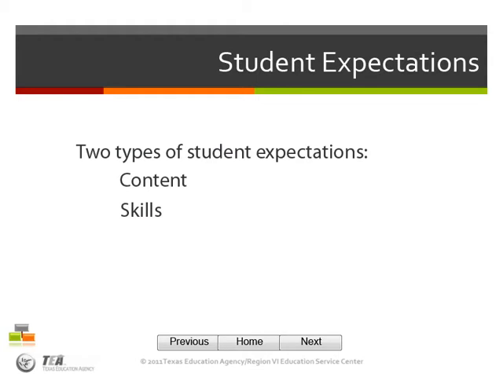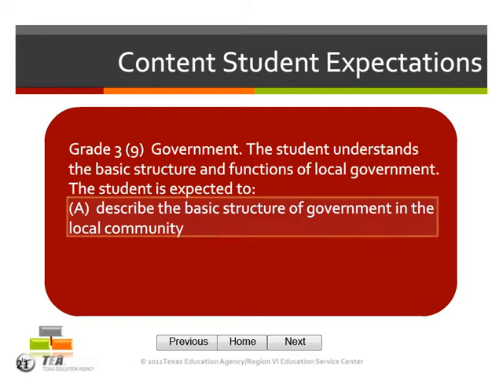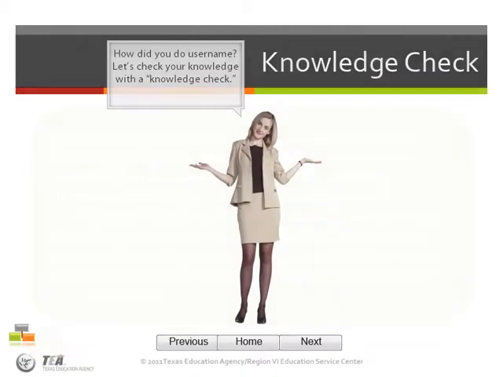Now let's take a look at two types of student expectations: content and skills. Content SEs contain specific information about one or more topics. They represent the majority of the social studies texts. The second type of SE is skills. Skills SEs are located in the social studies skills strand. They should be integrated with the content standards. So how did you do? Well, let's check your knowledge with a knowledge check.